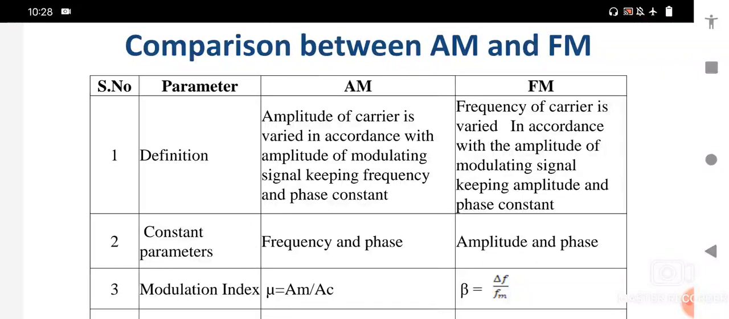So here we are assuming some parameters. What are the parameters we are assuming? The first parameter is the definition. What is amplitude modulation and what is frequency modulation?